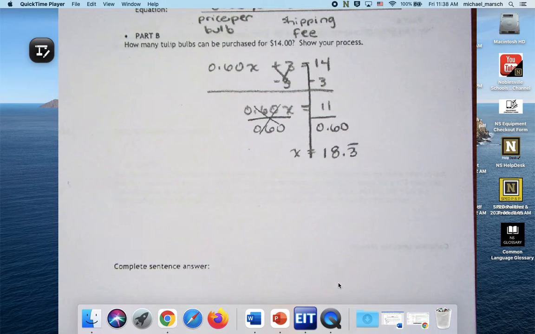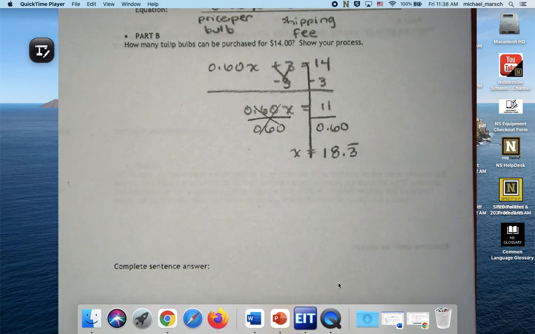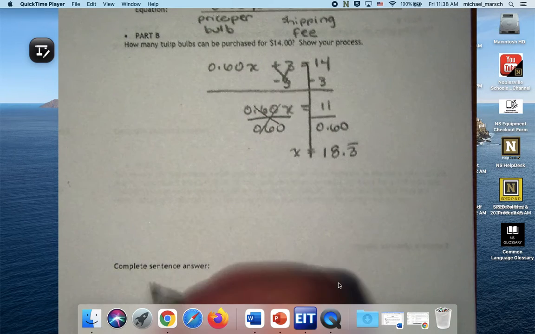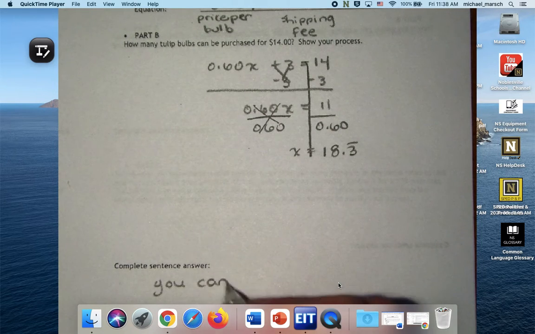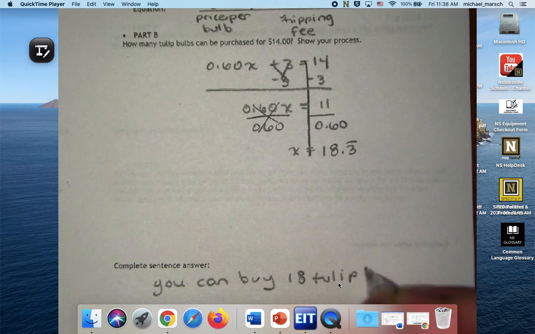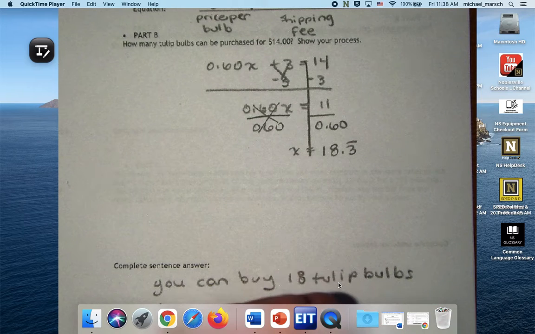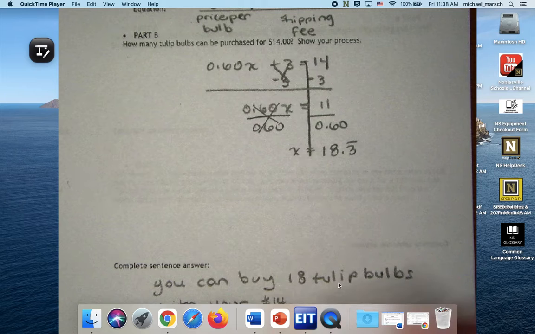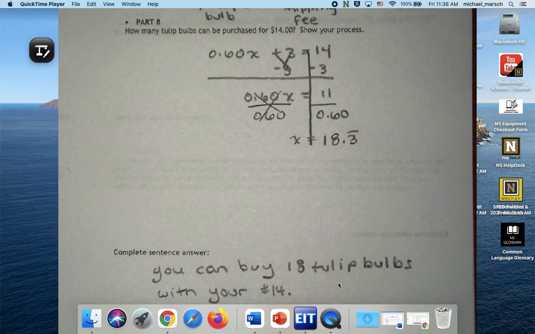You'll buy 18 tulip bulbs. You can't round up to 19 because you don't have enough for 19. It has to be 5 or higher, doesn't it? You can buy 18 tulips with your $14. Perfect. You can buy 18 tulip bulbs with your $14. Beautiful.